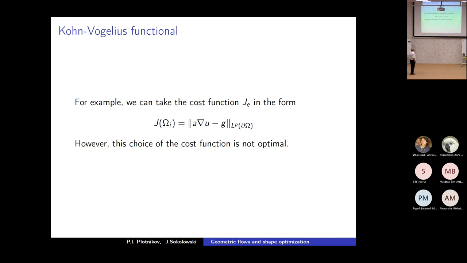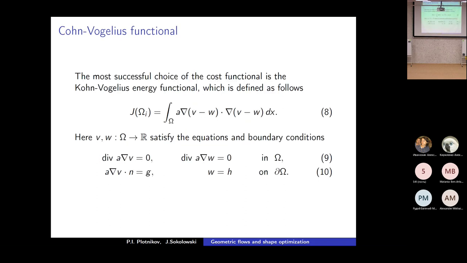The simplest way to define the cost function looks like this. But it is the worst, it is a very bad idea. In fact, the theory works with another cost functional. Shafarevich named it the Kohn-Vogelius functional. In our case, it just looks very simple, like this and this, where W is a solution to the Dirichlet problem, and V is a solution of the Neumann problem. If V and W coincide, then we have a solution of our transmission problem. Okay?